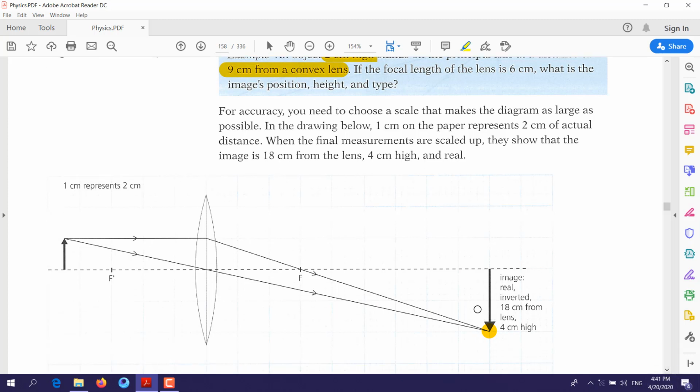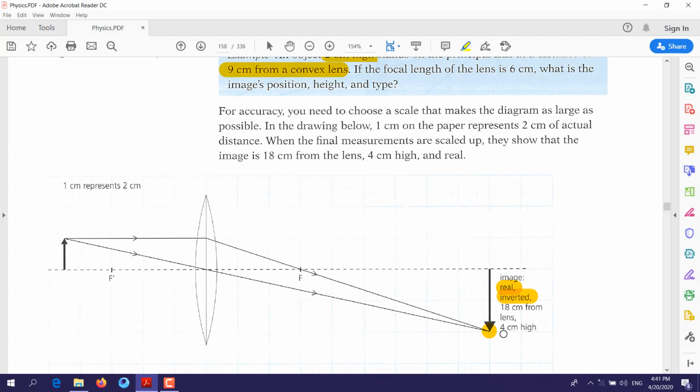Now let's give the features of the image, how it will be. Firstly, the image is real. Why is it real? Because it is formed behind the lens, and also the rays meet in a point. So it means we can show it on a screen. Then how is it? It will be inverted. Why inverted? Because it's real, so it will be inverted.